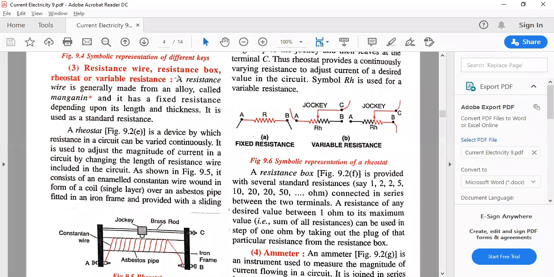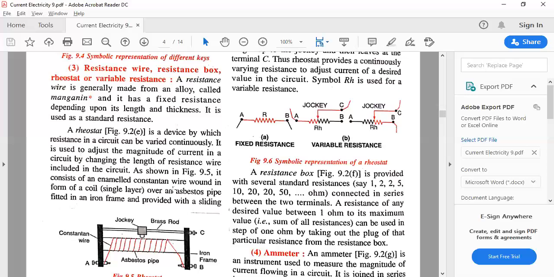So normal resistance will be made up of an alloy, and the rheostat will be made up of something like an asbestos pipe, and there will be a jockey which lets you vary the resistance. So now I need 1 ohm, now I need 5 ohm. So you can actually vary the current. When you vary the resistance, you are also adjusting the magnitude of the current. क्या अभी ज्यादा करंट चाहिए या कम करंट चाहिए.